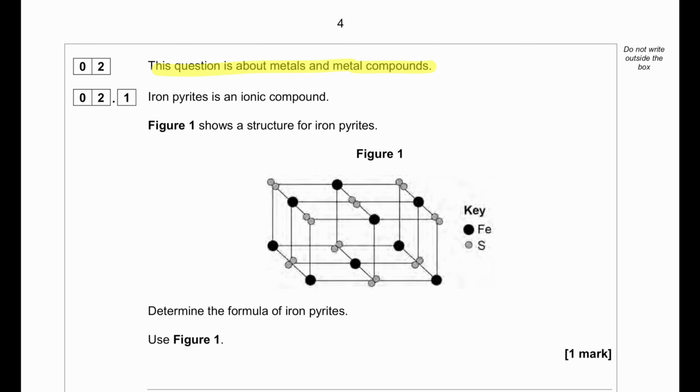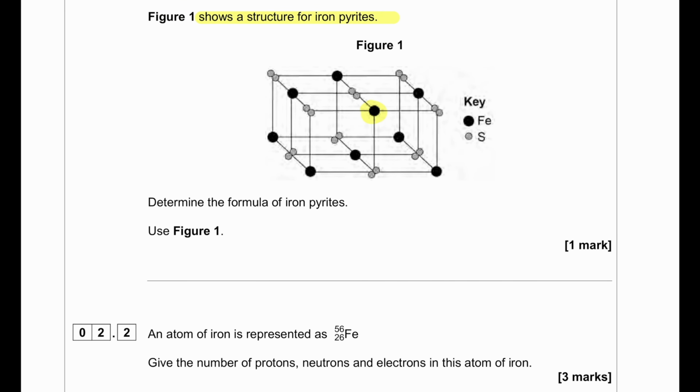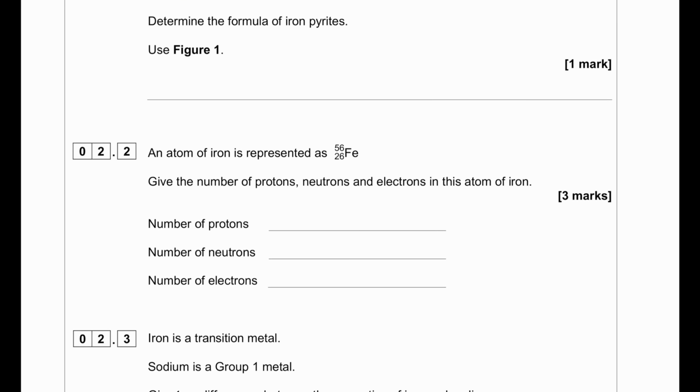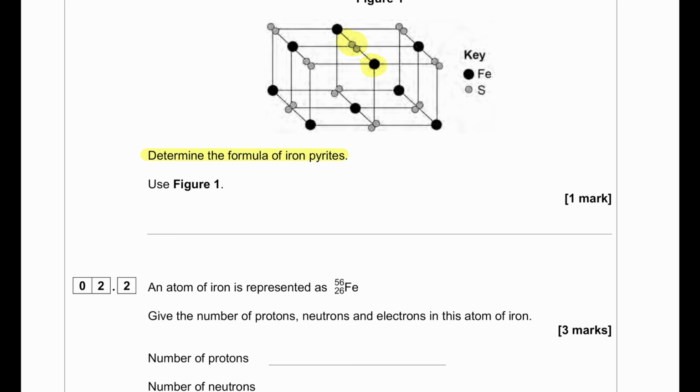This question is about metals and metal compounds. Iron pyrites is an ionic compound. Figure 1 shows the structure of iron pyrites. We can see there is one atom of iron with 2 atoms of sulfur. Determine the formula of iron pyrites. Since there is one atom of iron and 2 atoms of sulfur, the formula should be FeS2.